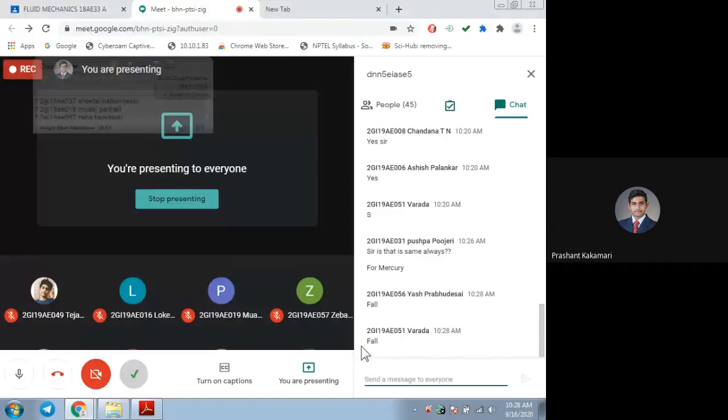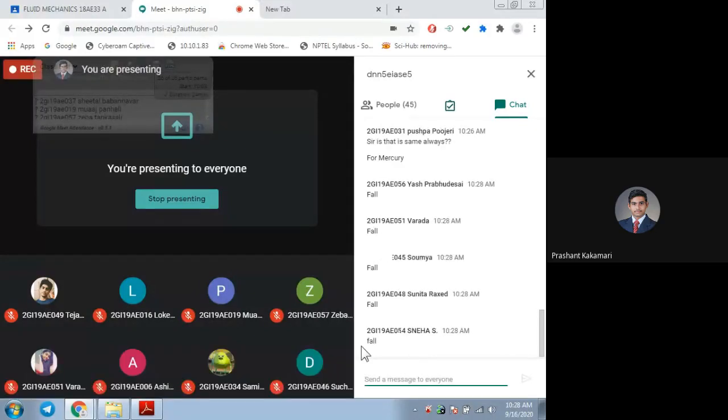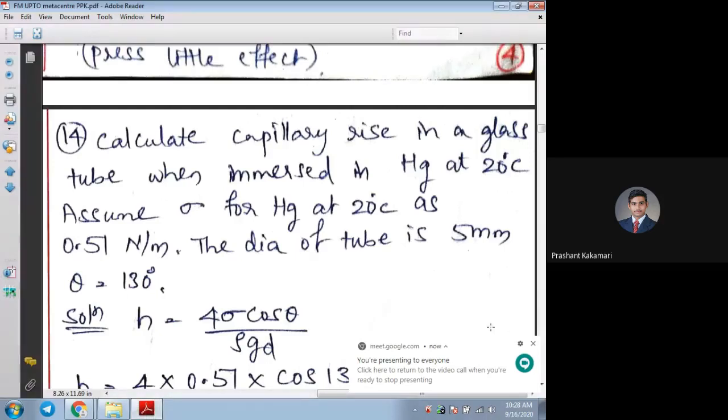Yes, there will be a fall. Correct. There will be a fall in the given capillary action because it is mercury and the angle is obtuse. Only to check whether you will find the capillary rise or fall, they are confusing in the question. As per the general equation, they are telling to find the capillary rise, so whether fall or rise, we'll check in the answers.